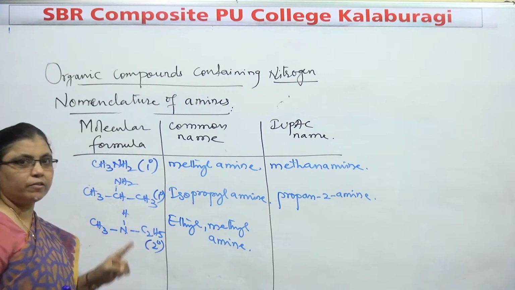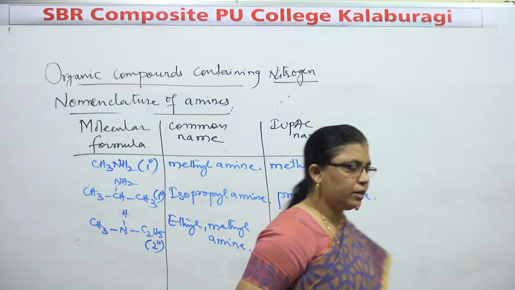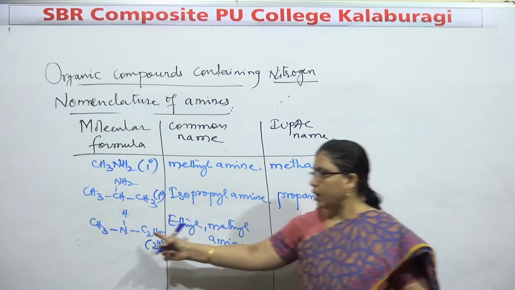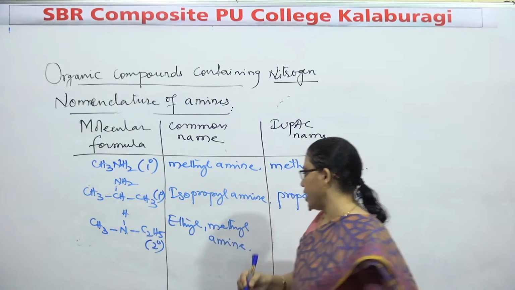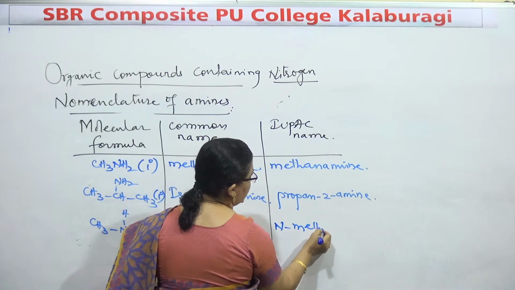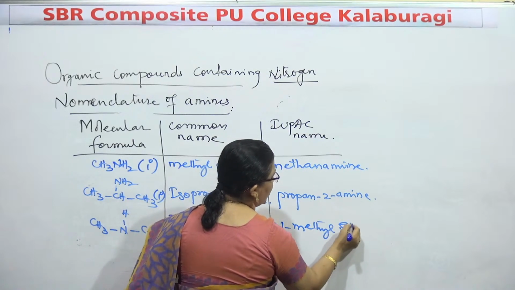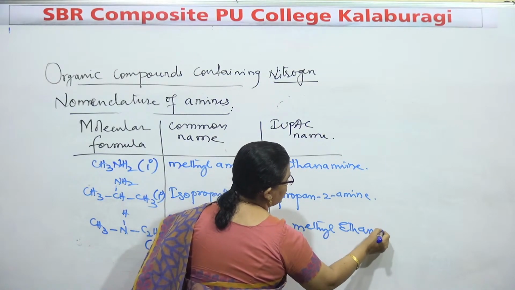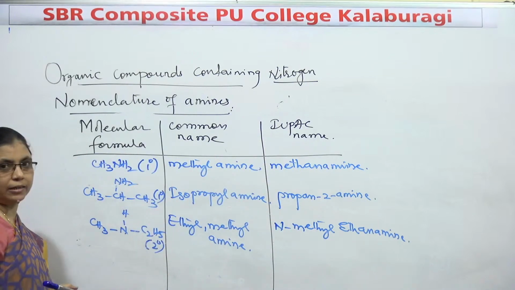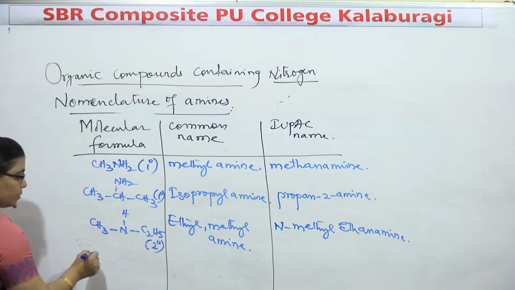The parental chain is the ethyl group. The parental chain is what, children? Ethyl group. That's why we can call it N-methyl ethanamine. N-methyl ethanamine. Okay?